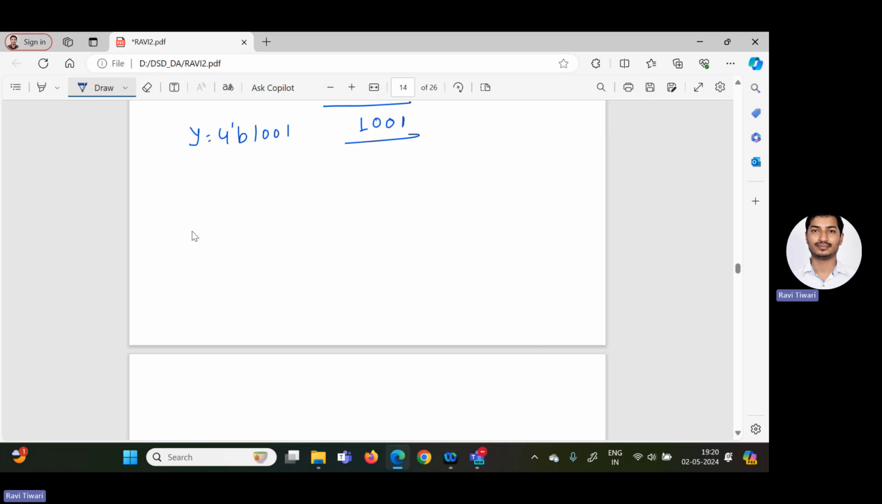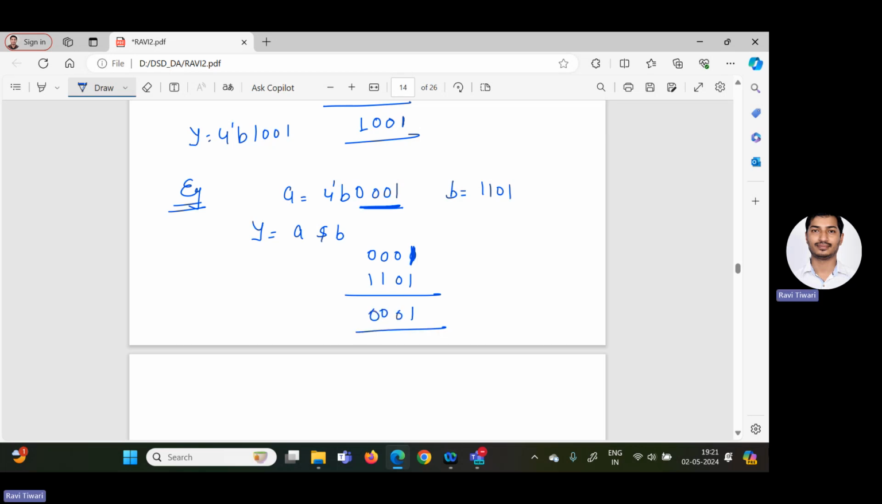Now, for example, I take another example based on the binary operator, and you are writing a is equal to 4'b0001 and b is equal to 1101. What will be the output if you write a & b? As you know, this is the bitwise operator. You write a as 0001, and b you can write as 1101. Now if you perform the AND operation, you will get 0001. This is the binary bitwise operator.